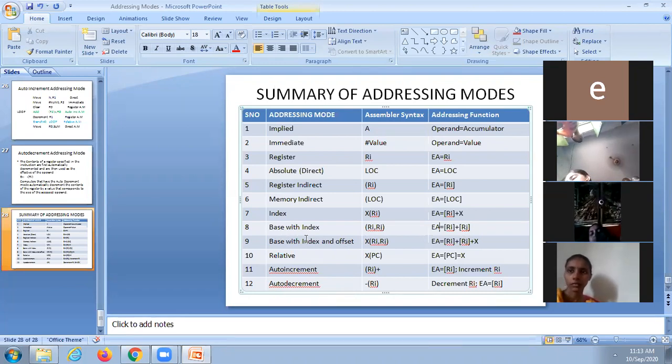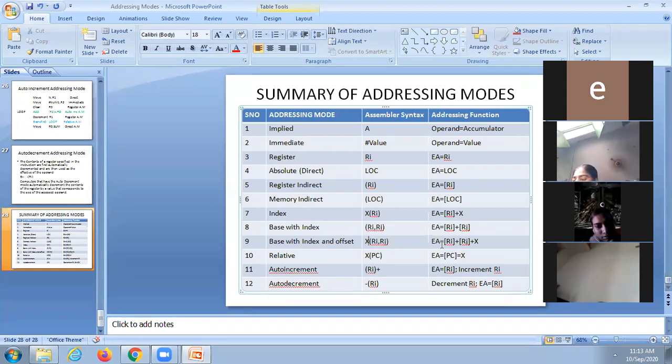Similarly, base with index and offset. Here again offset is x. X of Ri comma Rj. In this case, effective address will be the address in Ri plus the address in Rj plus x. These three are to be added to get the effective address.